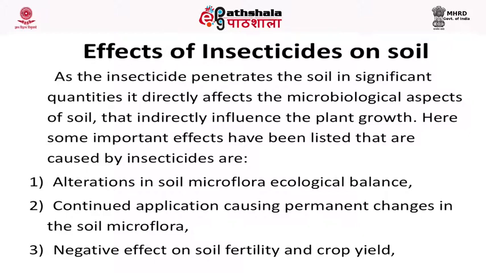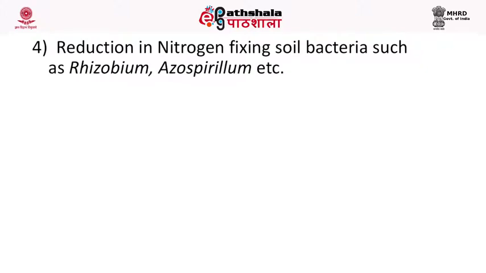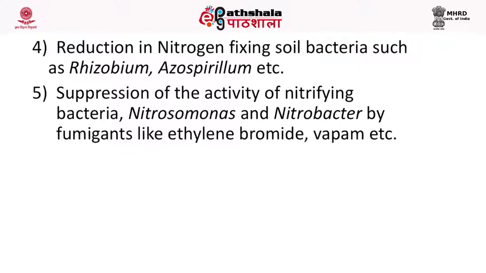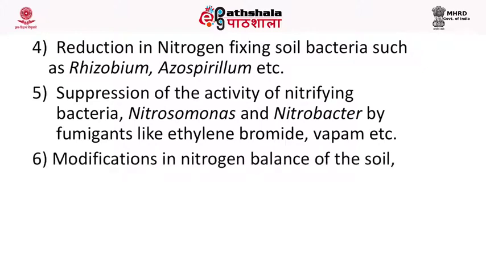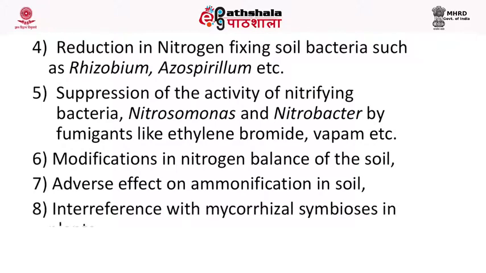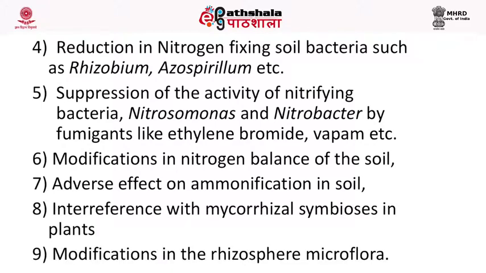ecological balance, continued applications causing permanent changes in the soil microflora, negative effect on soil fertility and crop yield, reduction in nitrogen fixing soil bacteria such as Rhizobium, Azospirillum, etc., suppression of the activity of nitrifying bacteria such as Nitrosomonas and Nitrobacter by fumigants like ethylene bromide, VAPM, etc. Modification in nitrogen balance of the soil, adverse effect on ammonification in the soil, interference with mycorrhizal symbiosis in plants, modification in the rhizosphere microflora.